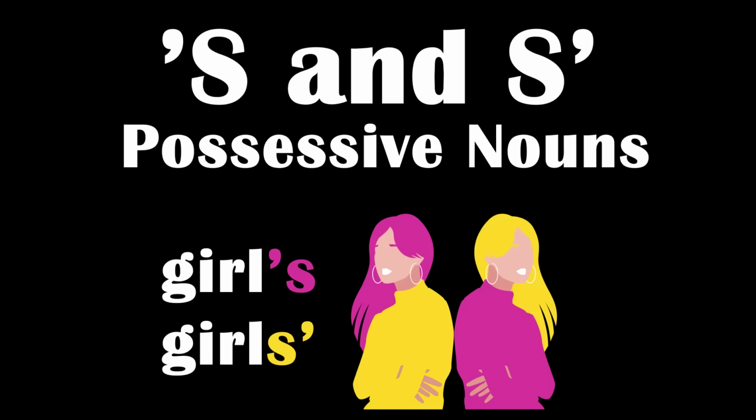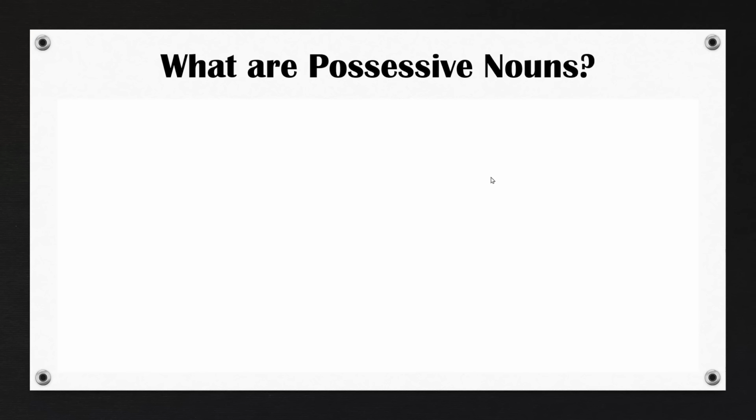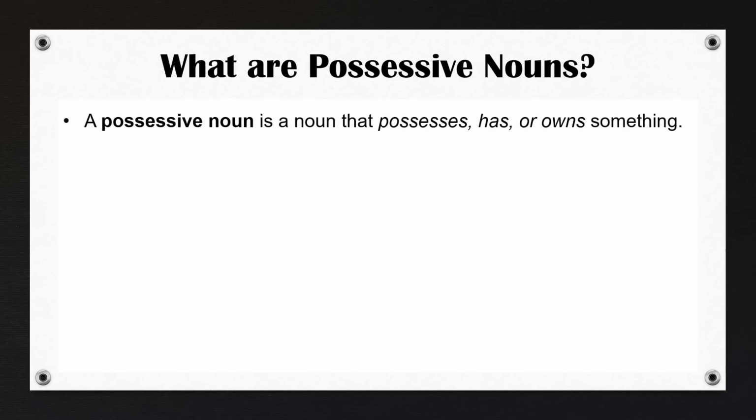Today I am going to teach you about possessive nouns and how to make possessive nouns using apostrophe S or just S with an apostrophe after. So what are possessive nouns? A possessive noun is a noun that possesses, has, or owns something.